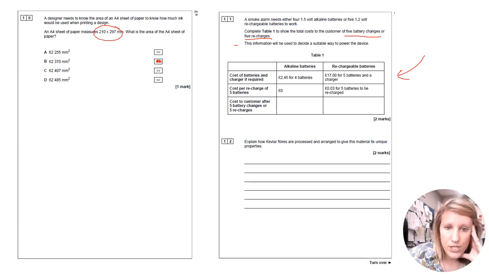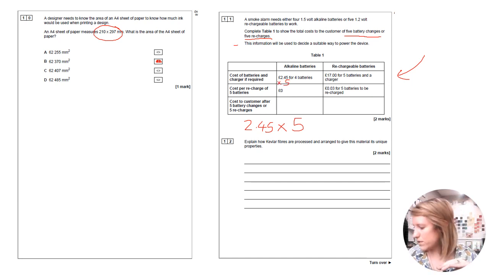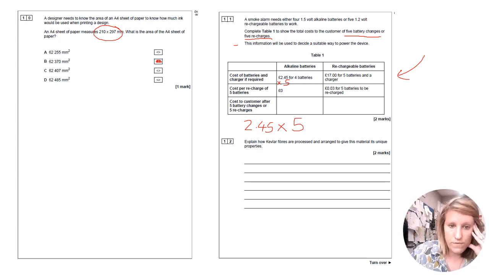So the first calculation is pretty easy. All you've got to do is £2.45 times 5, because you are just basically buying these 5 times. So I'm just going to put that in my calculator quick. £2.45 times 5, and we get £12.25.